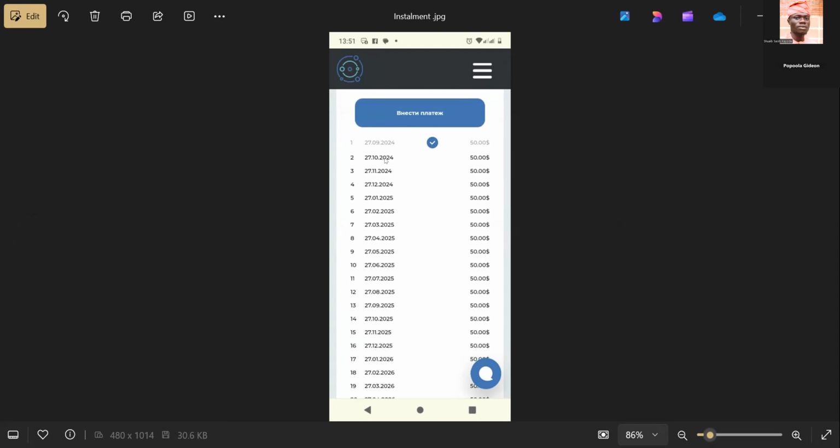So he's still going to pay next month, which is on the 27th of October, and the 27th of November and December. Then it's going to start on the 27th of 2025, the 27th of February 2025. So that's how it goes. Then the duration continues till the 6 months elapses.